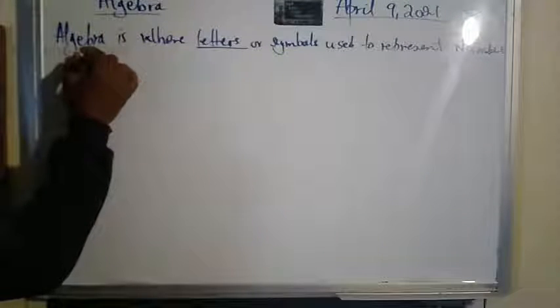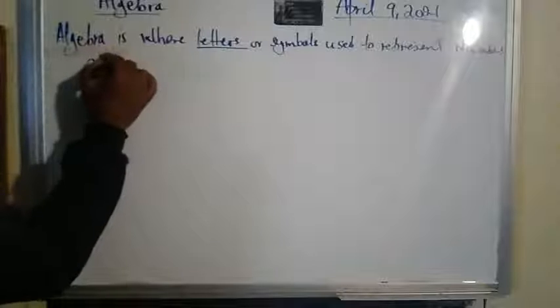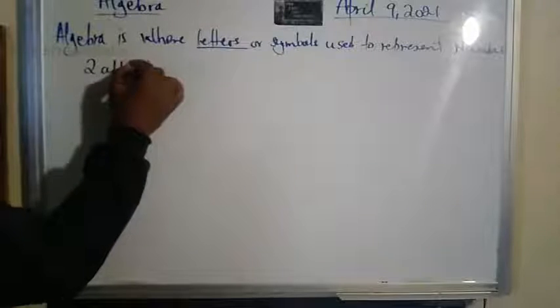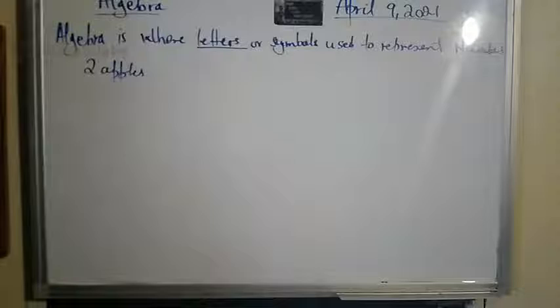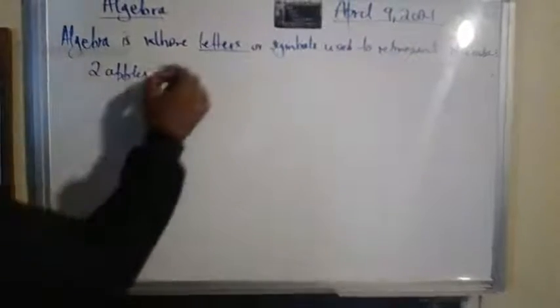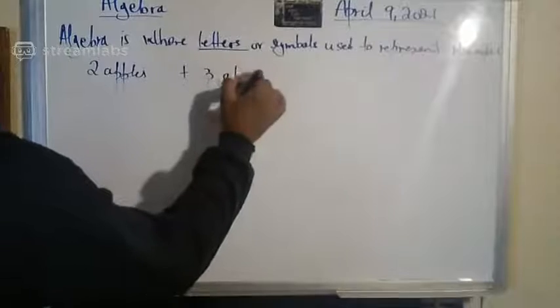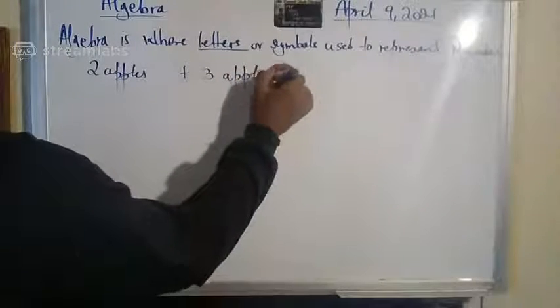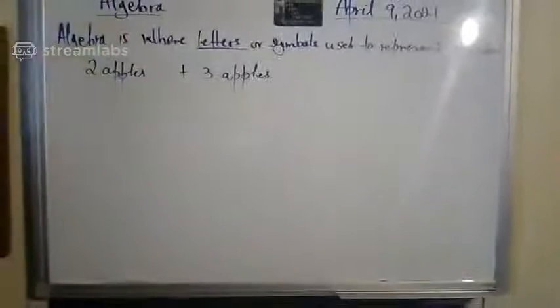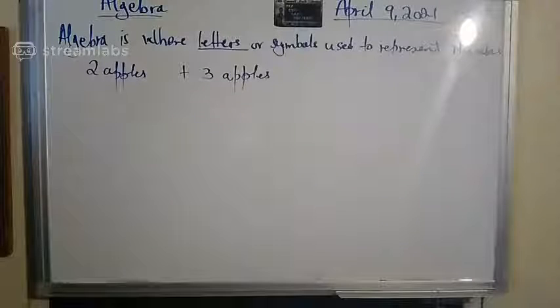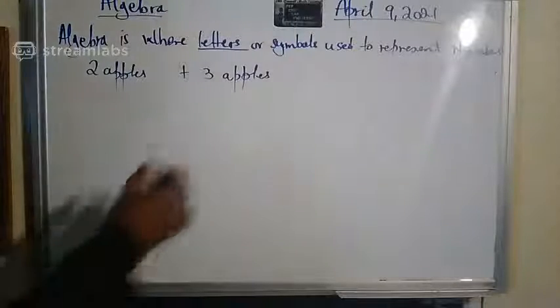Let us say you have 2 apples, and your sister gave you 3 more apples. How many apples would you have? If you have 2 apples and somebody gives you 3 more apples, how many apples do you have? 5. So you have 5 apples.